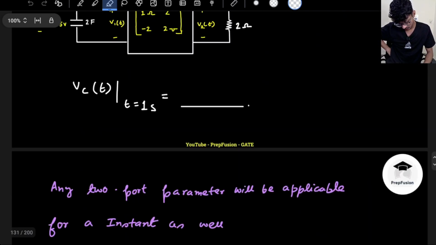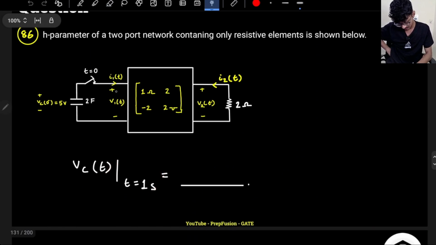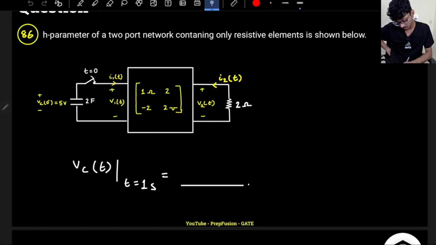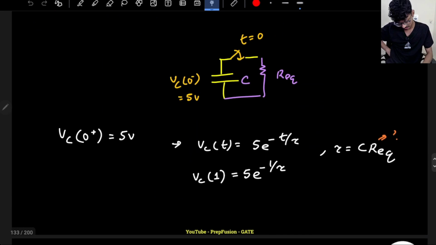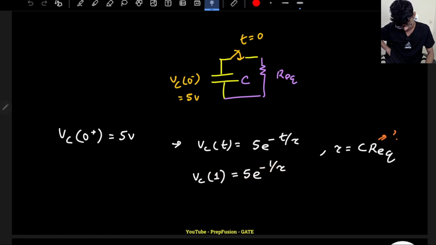So they're asking me to find out the voltage at t equals 1 second. This whole thing can be converted into a single resistance R equivalent, because it will be some series or parallel combination of resistance. So the circuit is this one, and the equation of the voltage will be 5 e raised to the power minus t upon tau. t is 1 second, tau is C into R equivalent. So what is R equivalent?